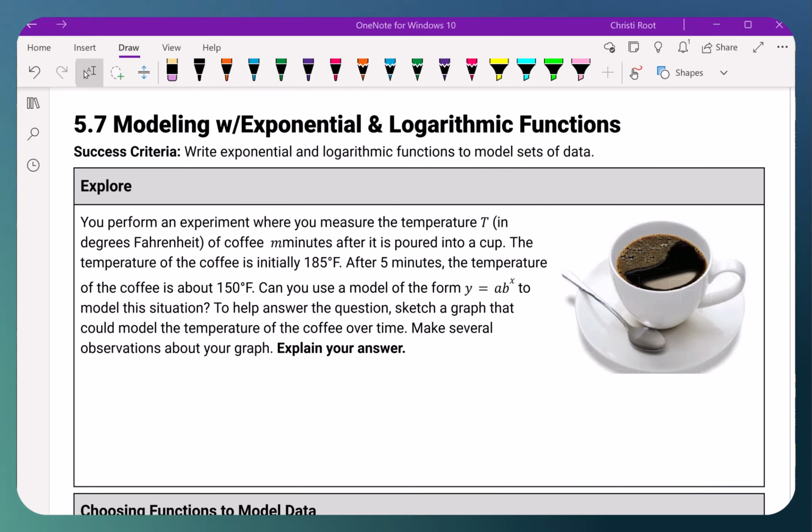Hello, this is lesson 5.7. We are going to model using exponential and logarithmic functions. And the first thing we're going to talk about is coffee.